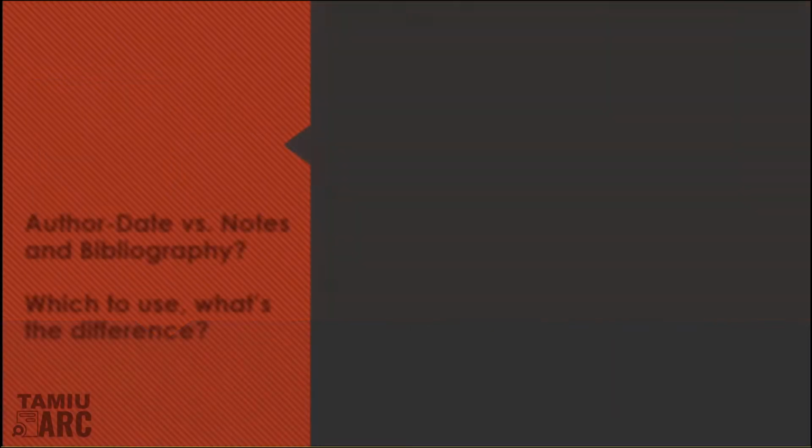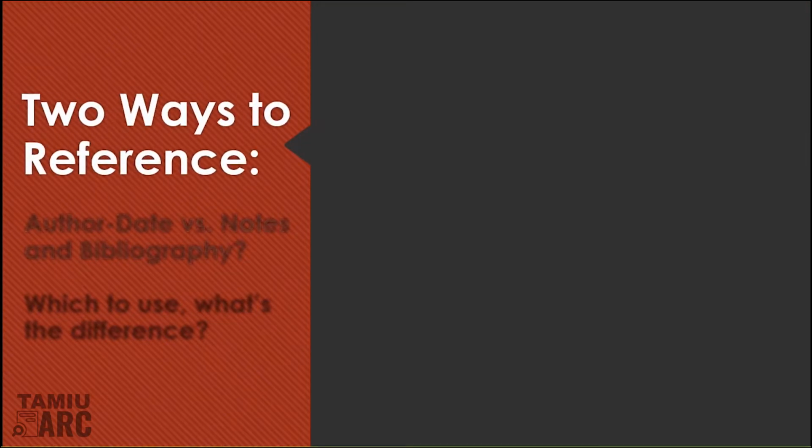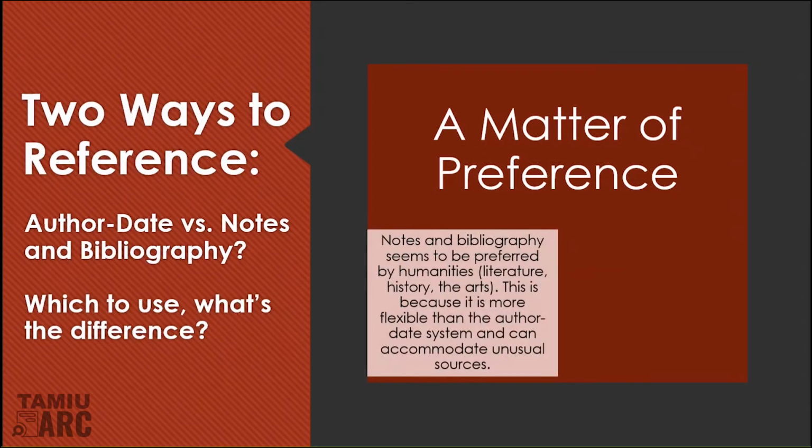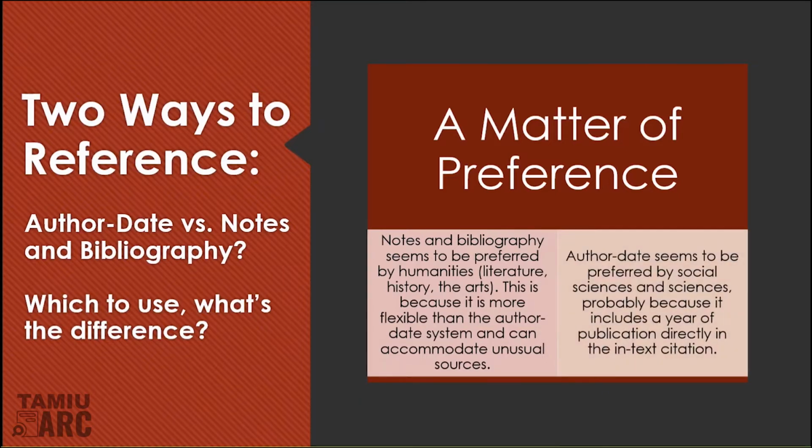As we have alluded to previously, Chicago Style has two unique documentation styles, or two different ways to work with citations. Style 1 is called Notes and Bibliography style, and it is sometimes written with a hyphen. Notes and bibliography style seems to be preferred by humanities fields such as literature, history, and the arts. This is because notes and bibliography style is the more flexible of the two styles, and it can accommodate unusual sources. The second documentation style is called author-date, and it is typically preferred by social science and science fields, most likely due to its emphasis on publication years, which are always placed directly in its in-text citations.